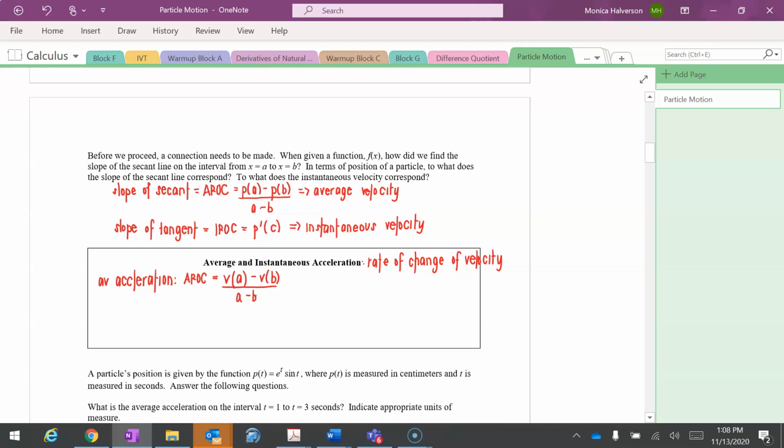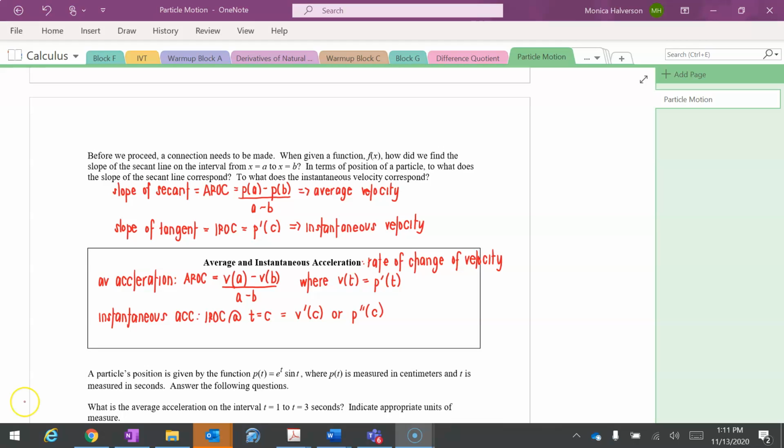All right, where V of T is equal to the first derivative of position. All right, and the instantaneous acceleration, which is IROC, and it occurs at a specific time of c, that's equal to the first derivative of velocity at c, or the second derivative of position at c.